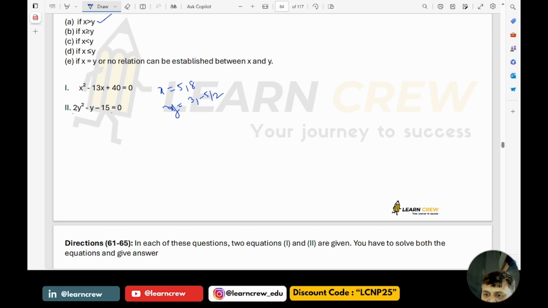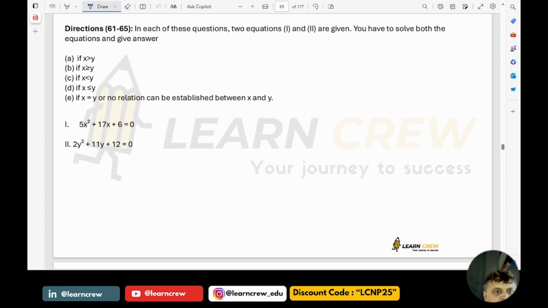Next, second question. 5 6s are 30. 30 you have to get, and the sum has to be 17. So it is 15, 2s are... So I will take x as how much? 15 by 5, 3, minus 3 because both are positive, and the other is minus 2 by 5. And y, 2 12s are 24. 24 means you will get, 8 3s are 24, 8 by 2, 4: minus 4 comma minus 3 by 2.